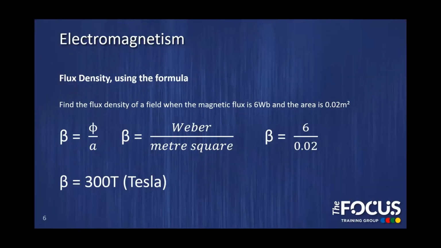In this first calculation, we are asked to find the flux density of a field with a magnetic flux of 6 Webers and an area of 0.02 meters squared. As we can see, this is quite a simple sum. We just divide the 6 by the 0.02, which gives us an answer of 300 Tesla.